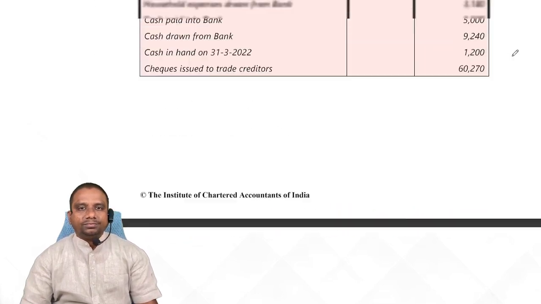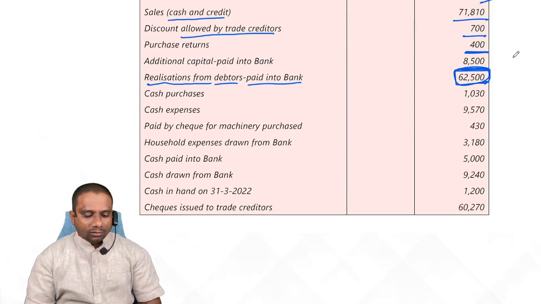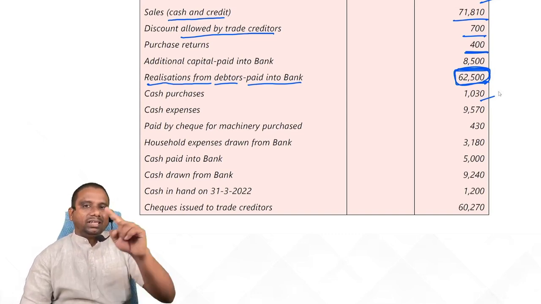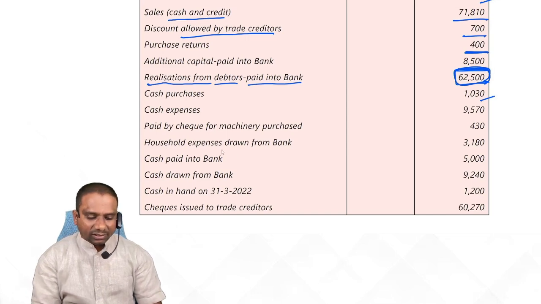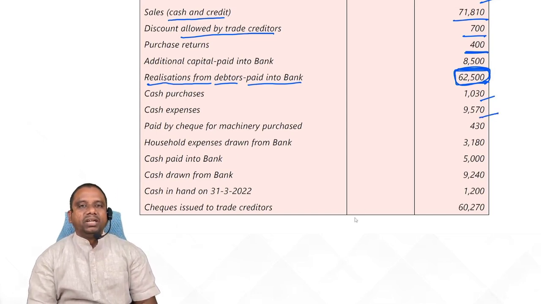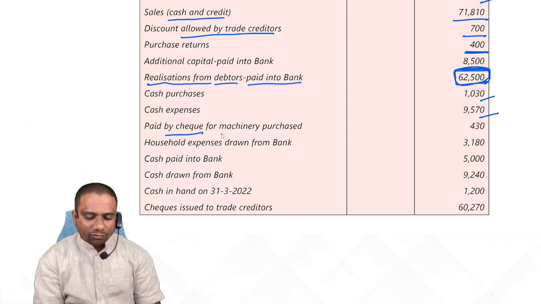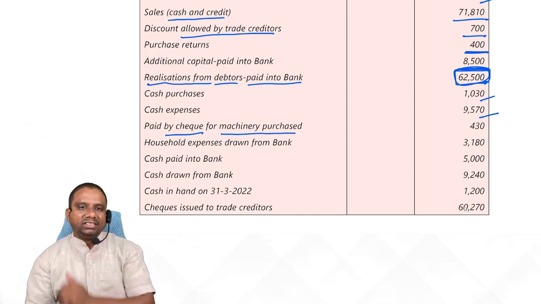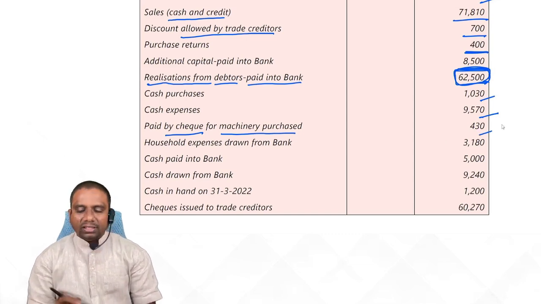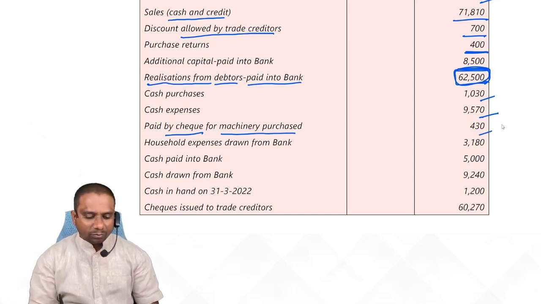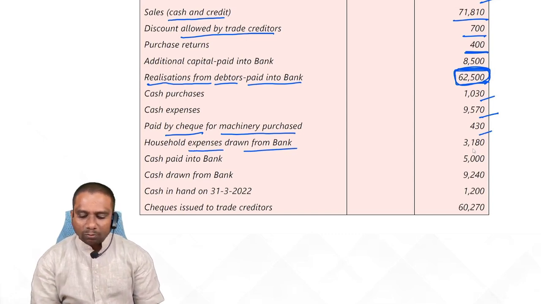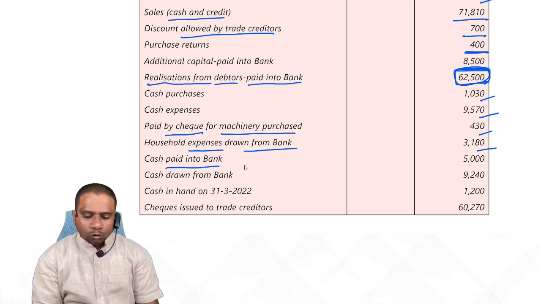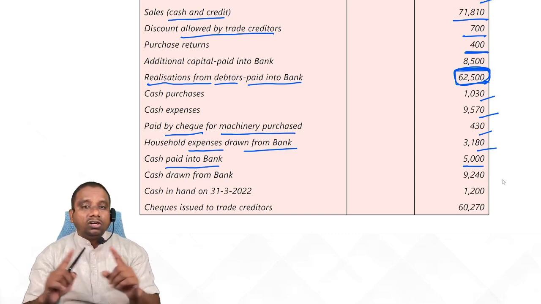Okay, next one. Cash purchases 1030. So trading account debit under purchases, cash purchase. Cash expense, P&L account debit. Paid by check for machinery purchased, 430. So balance sheet asset machinery. Household expenses drawn from bank. It is nothing but drawings. Deduct from capital. Cash paid into bank 5,000. This is contra entry students.